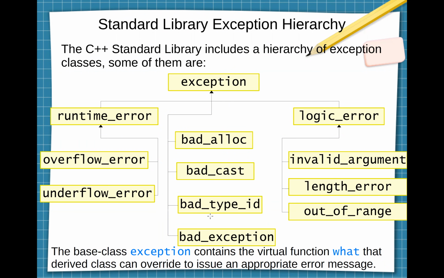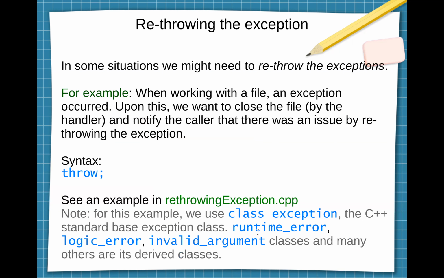Okay, so what's important about all of this is that the exception is the one that has that virtual function what. And if we need to override it in any of our exception classes that we are creating ourselves, we can easily do so, right? We worked with virtual functions before. Okay, so let's take a look at this example, rethrowing the exception.